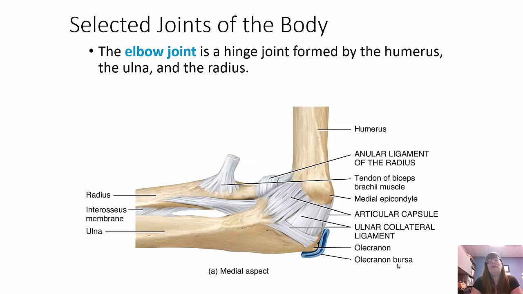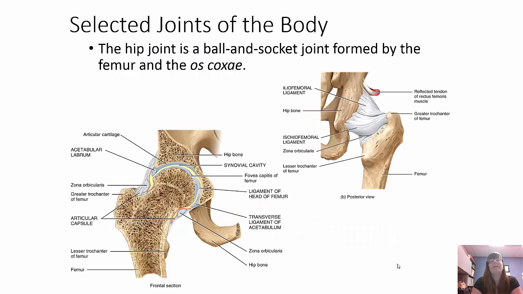The elbow joint is a hinge joint formed by the humerus, the radius, and the ulna. And you can see some of the ligaments there. The hip joint is a ball and socket joint formed by the femur and the os coxa. Now remember, the acetabulum is where the head of the femur sits, and it's a lot deeper, so it's harder to dislocate your hip joint than it is your shoulder.